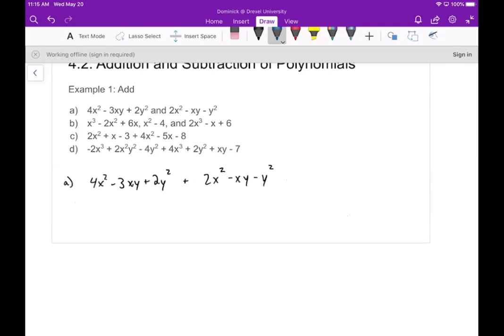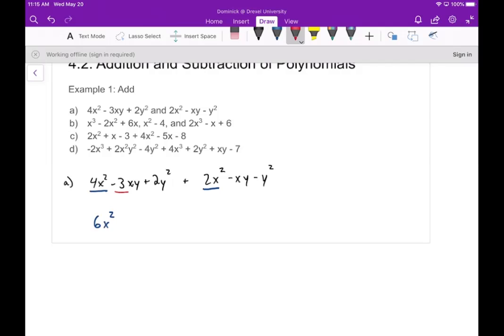The way that we do that is, let's look at our first term. We have 4x squared. Now, are there any other x squared terms? Well, yeah, of course. We have 2x squared. So now we add those coefficients. If we add 4 and 2, of course, that gives us a 6. And we leave x squared alone.